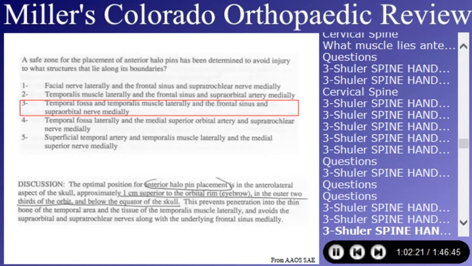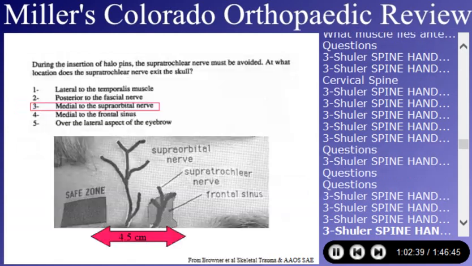The safe zone for placement of anterior halo pins has been determined to avoid injury to structures that lie along its boundaries. Temporal fossa and temporalis muscle laterally, frontal sinus and supraorbital nerve medially. You have to be way far medial to hit the frontal sinus, so look at where that was on the diagram. How many pounds? 8 pounds, covered all that.